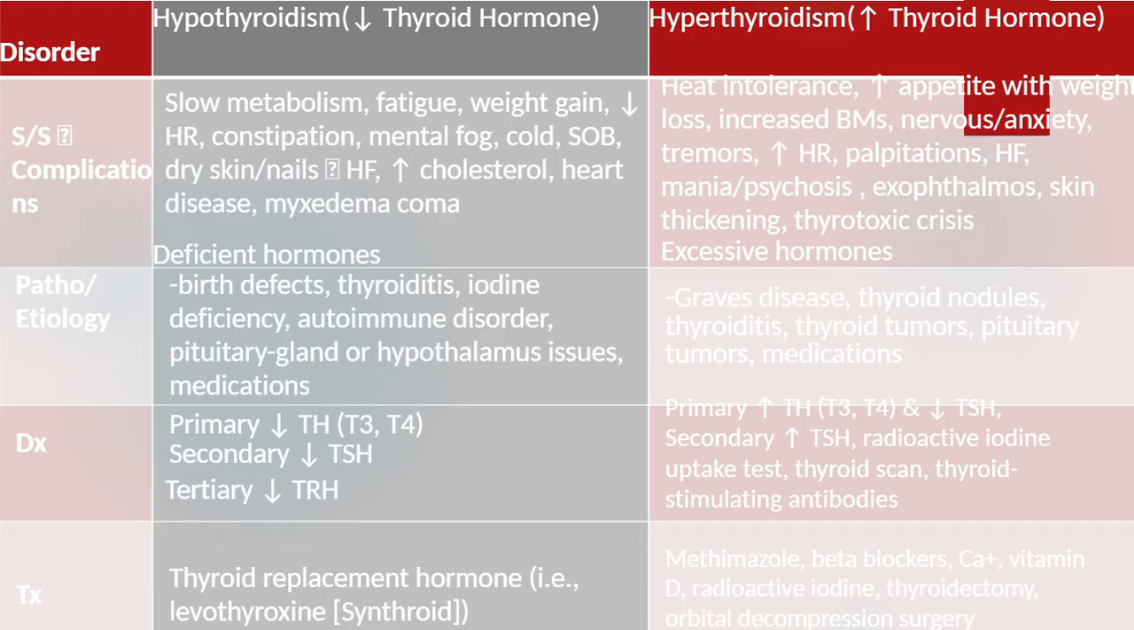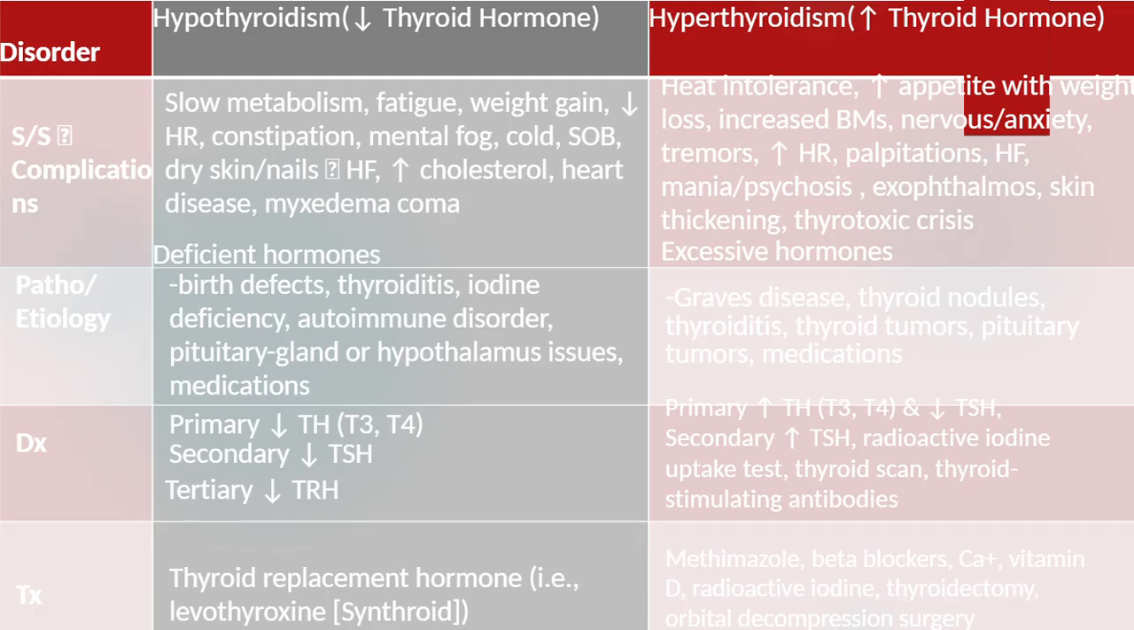Patients often report the following signs and symptoms: heat intolerance, increased appetite with weight loss, frequent bowel movements, and tremors. They may appear nervous, anxious, or restless, and you'll often see a fast heart rate, tachycardia, or palpitations. If the heart can't keep up, it may lead to heart failure, especially in older adults.